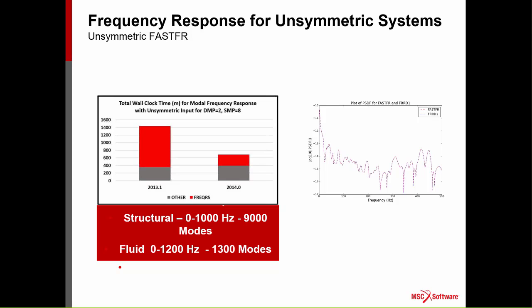for the 2014.1 release and 2016 as well. So, of course, frequency response is the heart and soul of MSC Nastran, and some work has been done to allow FastFR to be used with non-symmetric systems as well. The particular application was a problem that was predominantly symmetric, but there were some non-symmetric DMIGs that were put into the system. And you can see that now between previous 2013.1 and 2014, we got quite a dramatic improvement in terms of the performance of the code.